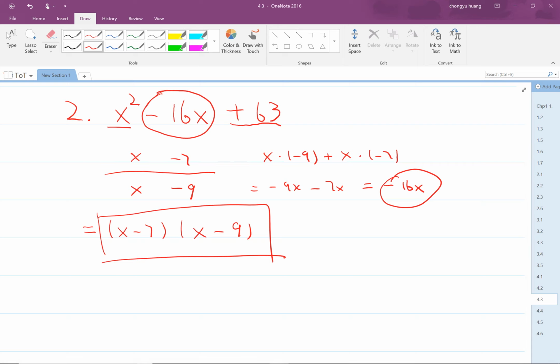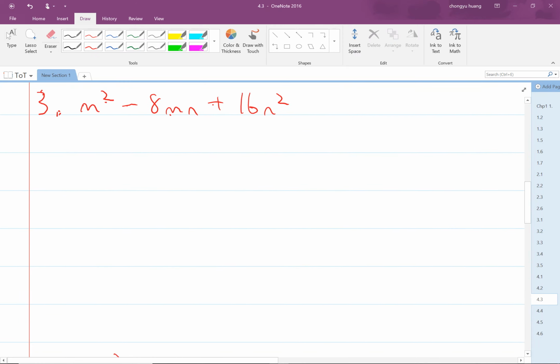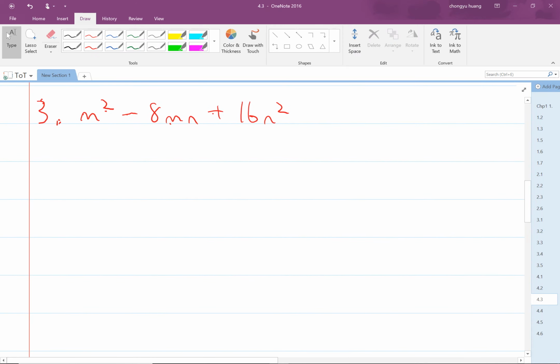All right, so let's move into question 3. Question 3, again, is kind of similar. You have no y square, you have m to the power 2, m square, so you write down m and m. Then over here we have 16n square, so the right combination should be 4n and 4n, and it should also be negative.